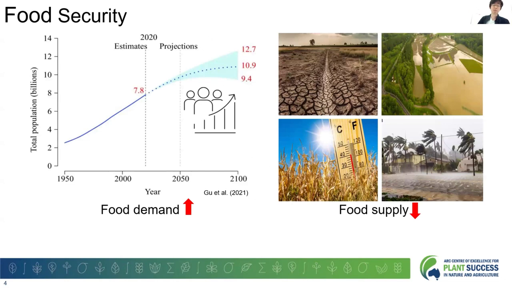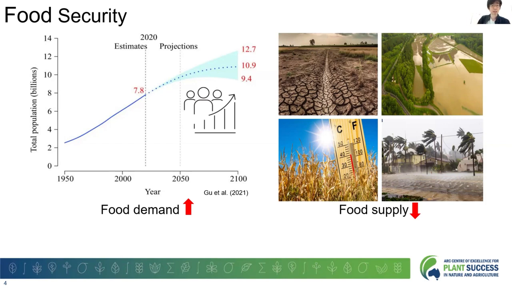So as we all know, food security is one of the significant issues in this world, which is caused by two different components. The first one is the increased population. It's said that by 2050, the population will be more than 9 billion people in this world, which can lead to an increase in food demand. And another component is extreme weather events caused by climate change, such as drought, flood, heat wave, and severe thunderstorms and so on. Those extreme weather events can lead to devastating damage to the crop yield, and this can lead to a decrease in the food supply.